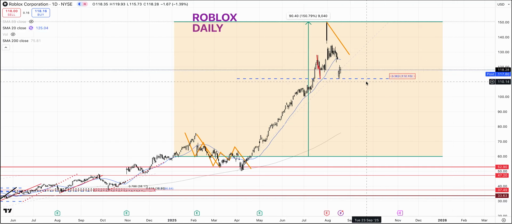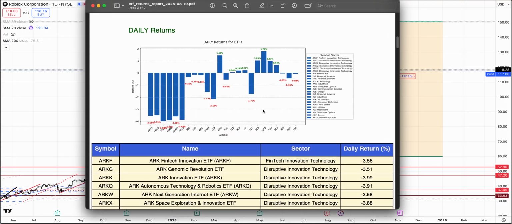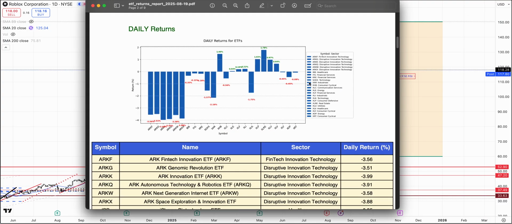So another really important one for you to watch. Last but not least, I'll just quickly go through this report I publish on Substack. Today all the ARK ETFs had a really bad day. But real estate seems to be doing much better. So that's, I think, in anticipation, and also home builders, of lower interest rates.